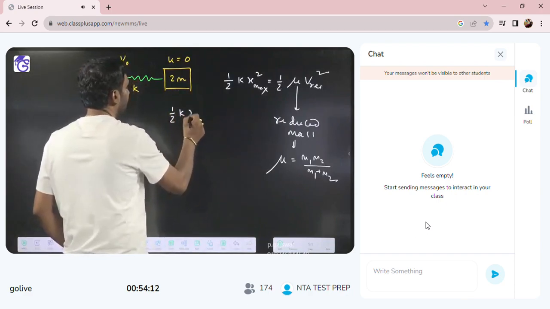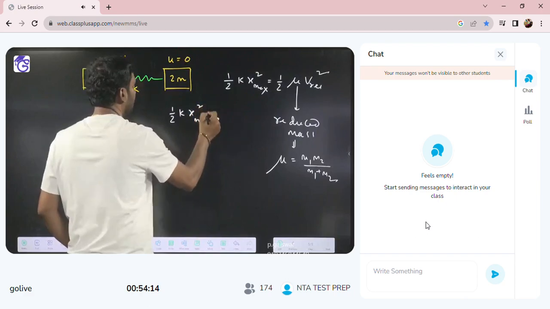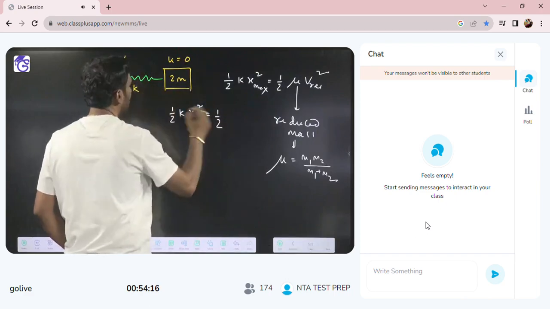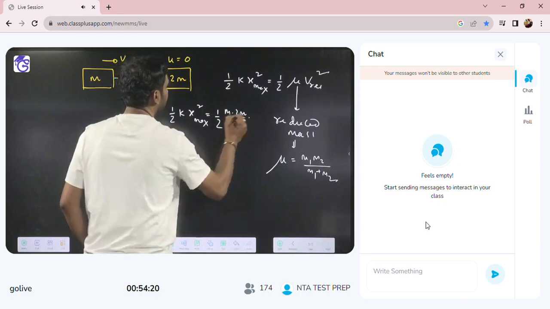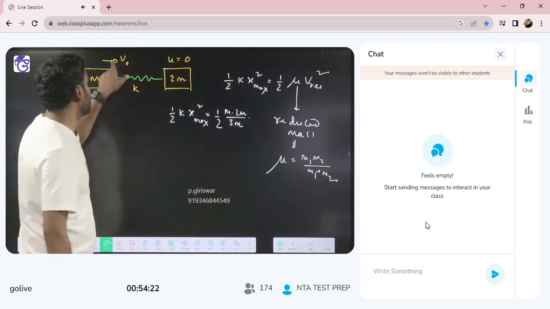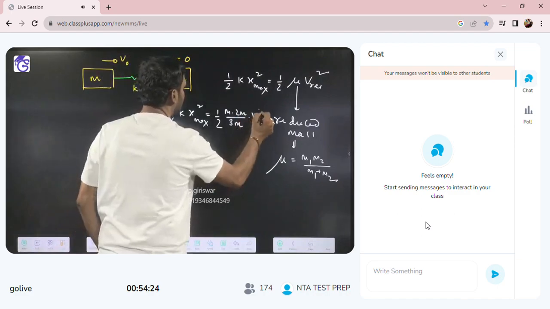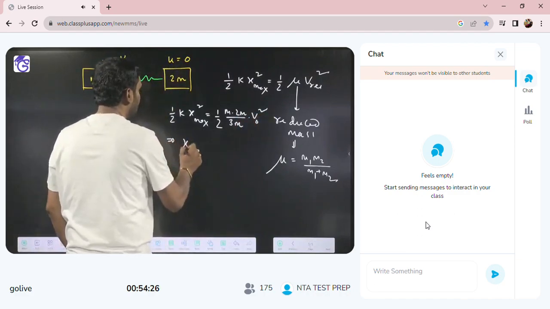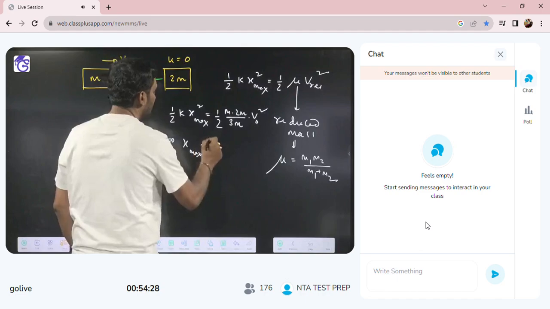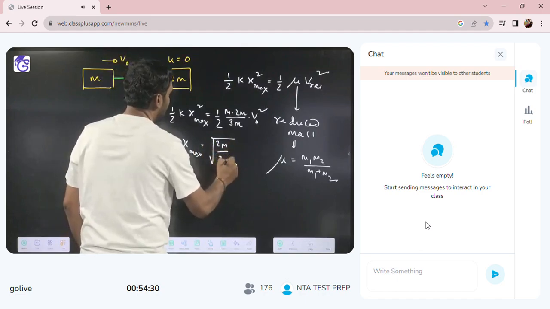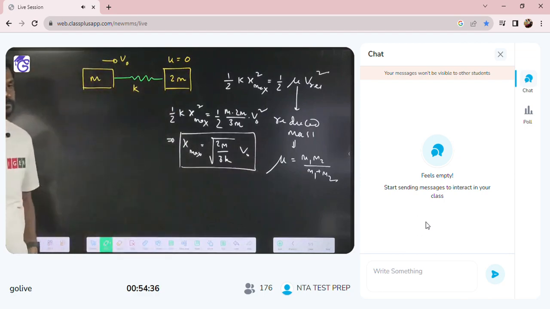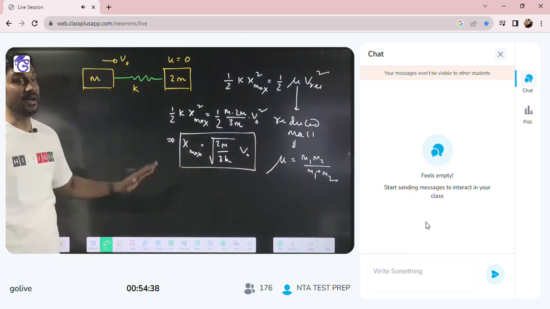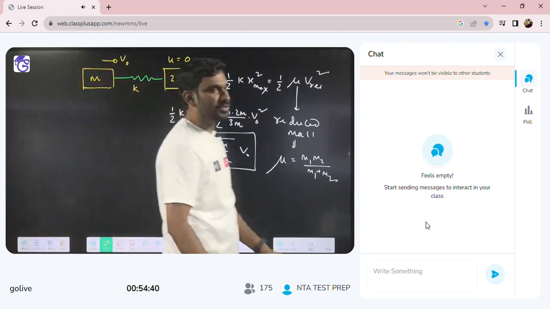Half k x max square is equal to half mu, that is m into 2m by 3m, into relative velocity square. One has 0 and the other v naught, so v naught square. The answer has come. x max is equal to root under of 2m by 3k into v naught. Question finished. Done, our question is done.